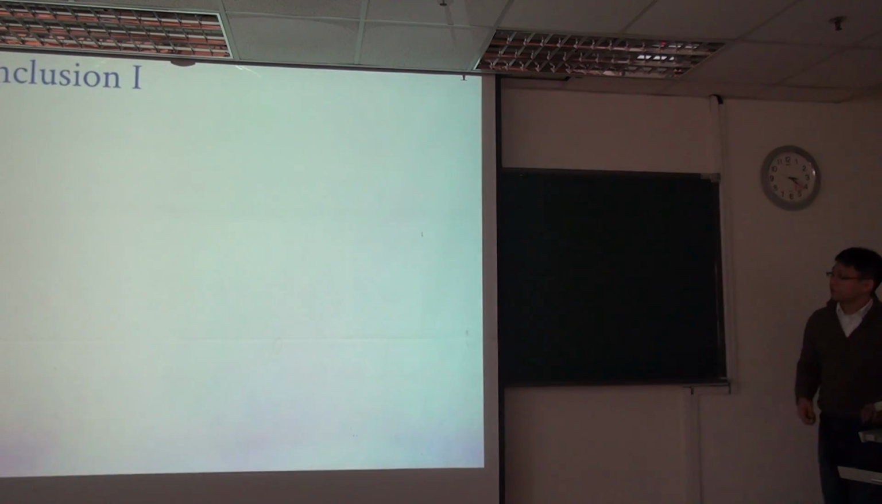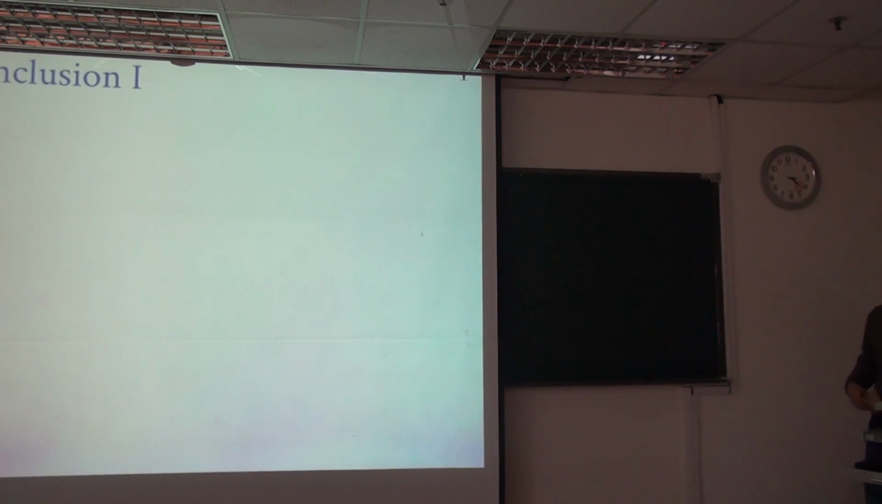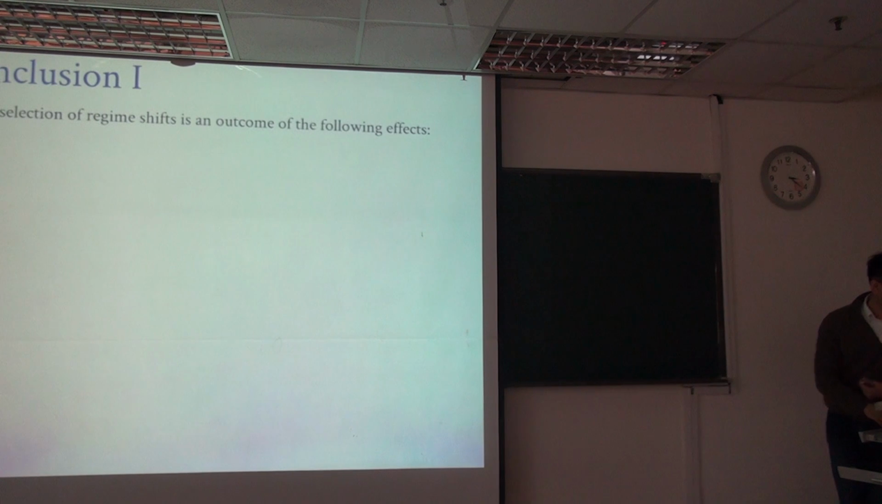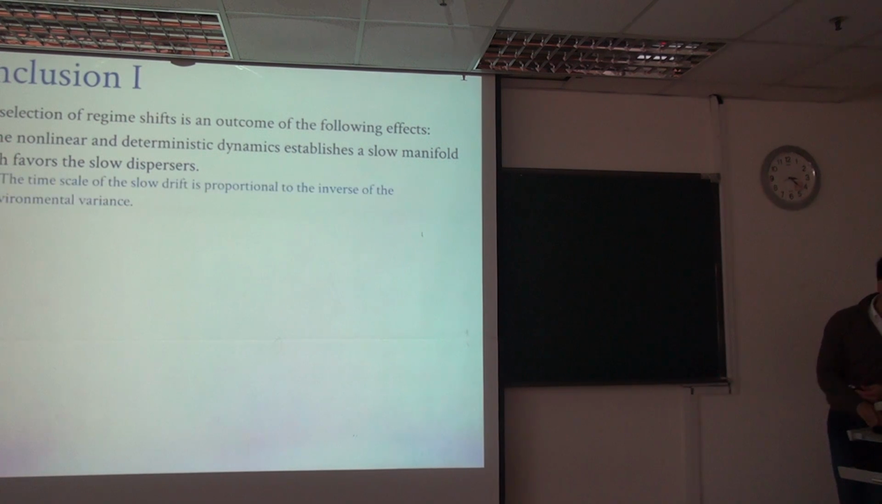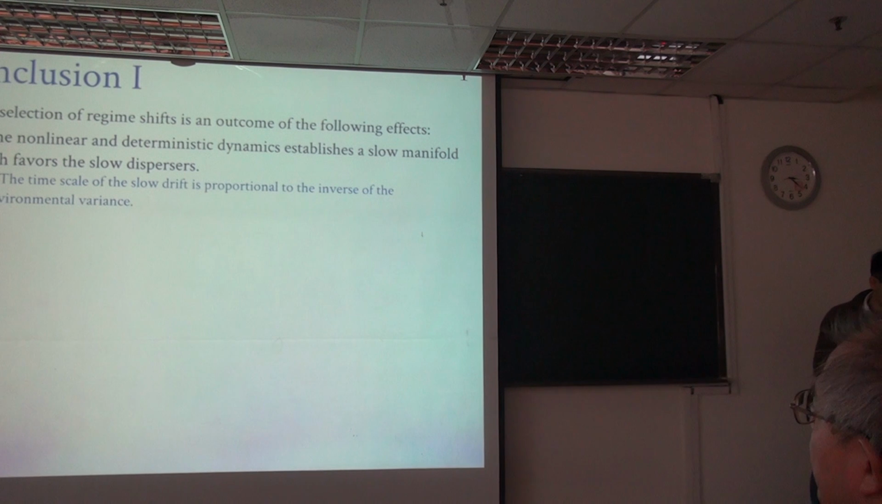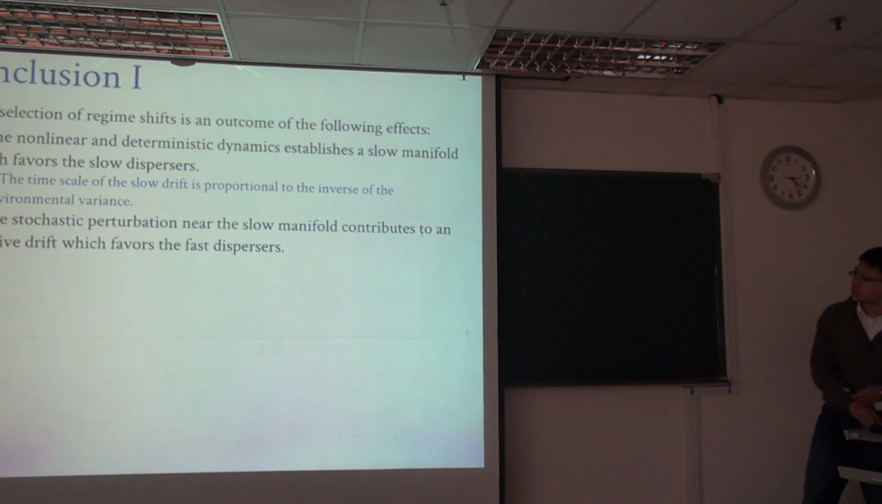All right, let me fast forward to the conclusions and wrap up. So now we know the selection of a regime shift is an outcome of the following effects. The first is nonlinear deterministic dynamics, which establishes a slow manifold. And this actually favors the slow dispersion. And the time scale of it is actually inverse to the environmental variance.